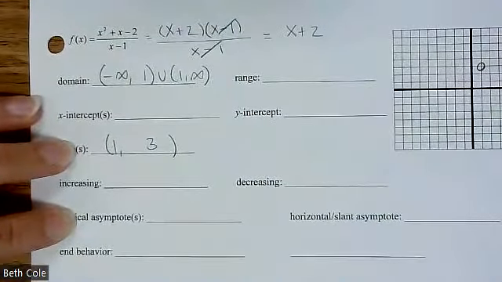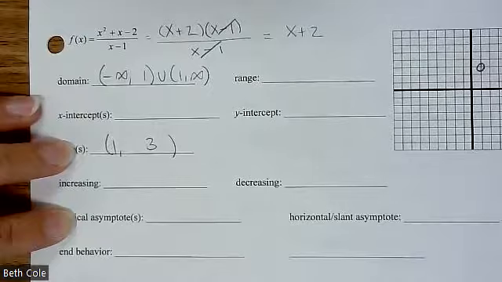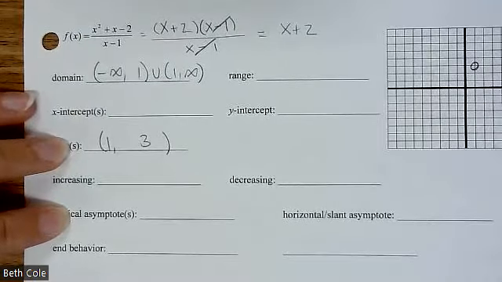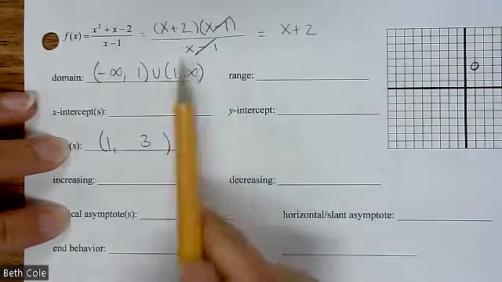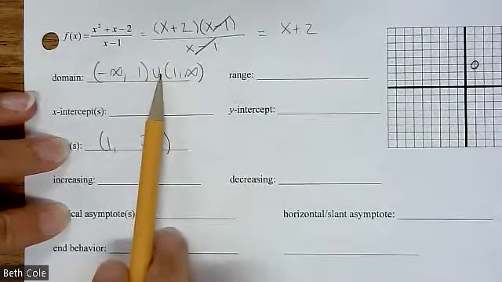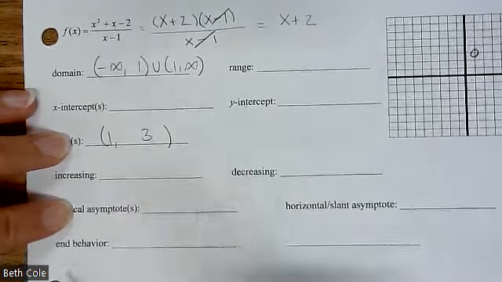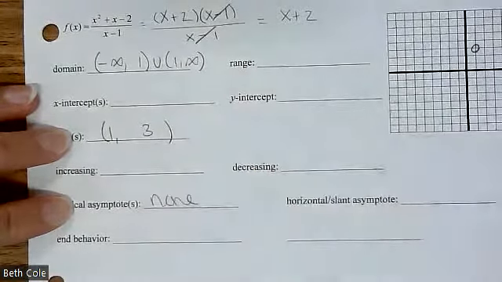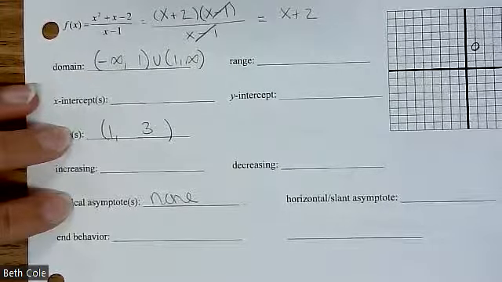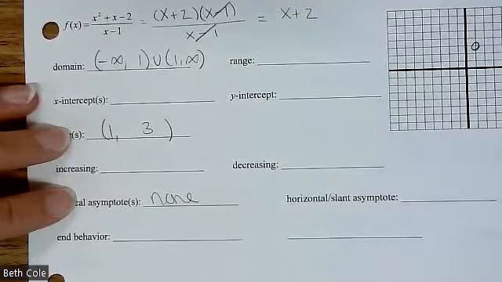So you put a little donut there. Remember when we connect it, you have to connect to that though. Don't just leave it floating out in space. Now our only troublemaker was 1 and 1 became a hole. So there won't be a vertical asymptote. It can't be both. It can only be one or the other.